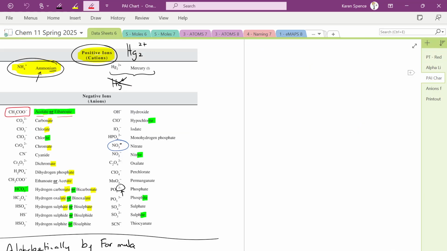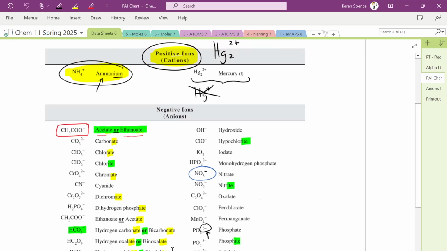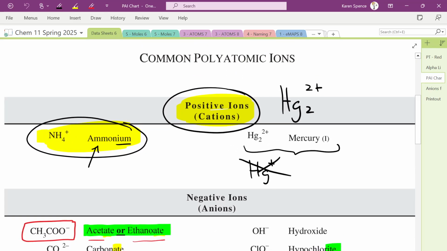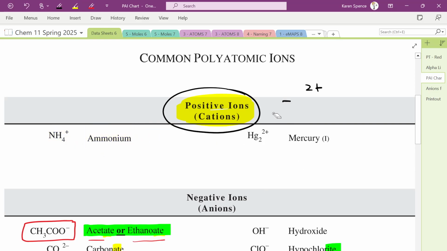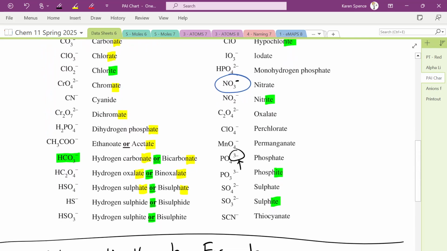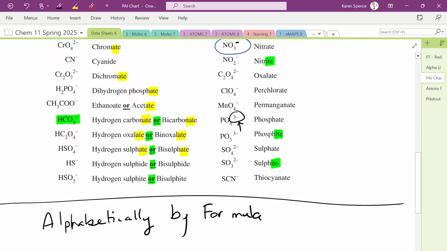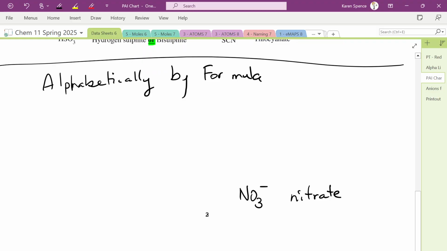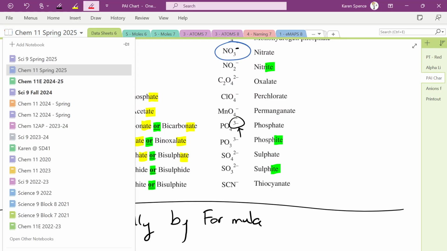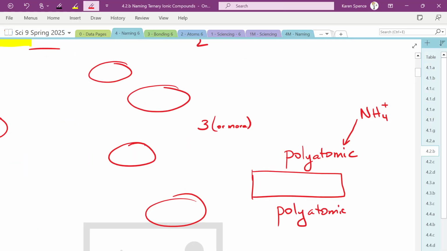So if we look at our polyatomic ion sheet, up at the top we have our positive ions, and there's only the two. There's just ammonium and mercury 1. There are lots and lots of negative ions, and you guys have a separate little section down at the bottom where you have them alphabetically by formula. Okay, so you can look them up, the formula, alphabetically, which is kind of nice. Okay, science 9, there we go.